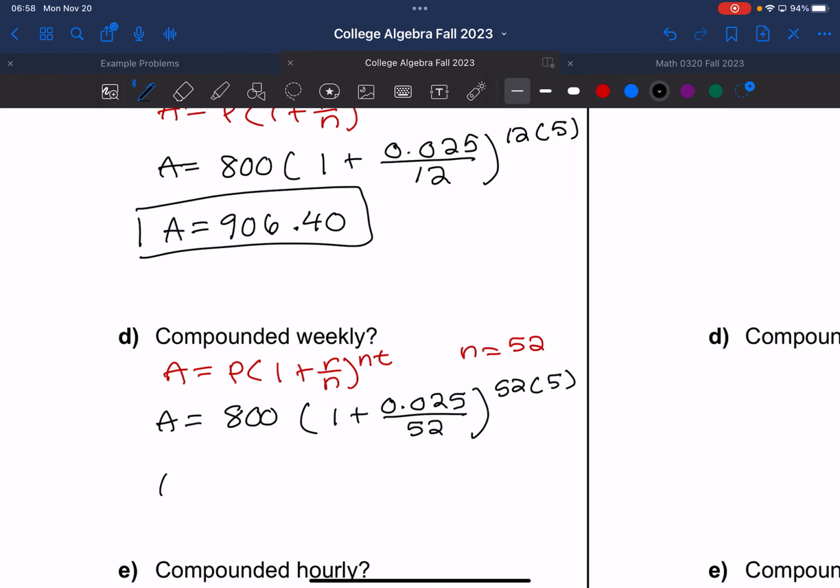This one didn't change too much from the last one because you should have got A is equal to 906.49. So it changed by 9 cents.